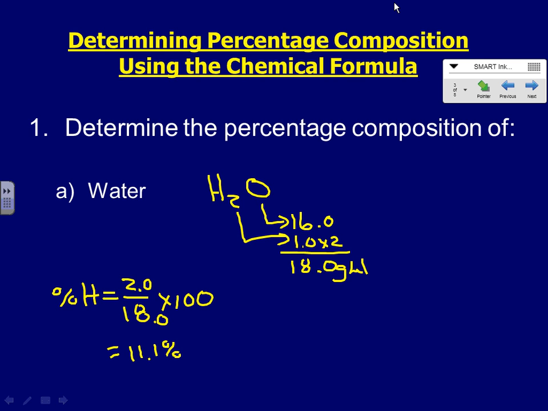Now, under normal circumstances, if I'm doing this on the board, I would put this underneath it, but I'm going to put it to the side. You can put it wherever you'd like. Percentage oxygen. How am I going to calculate that? Yep, Joy. 16 divided by 18 times 100, and what do we get?